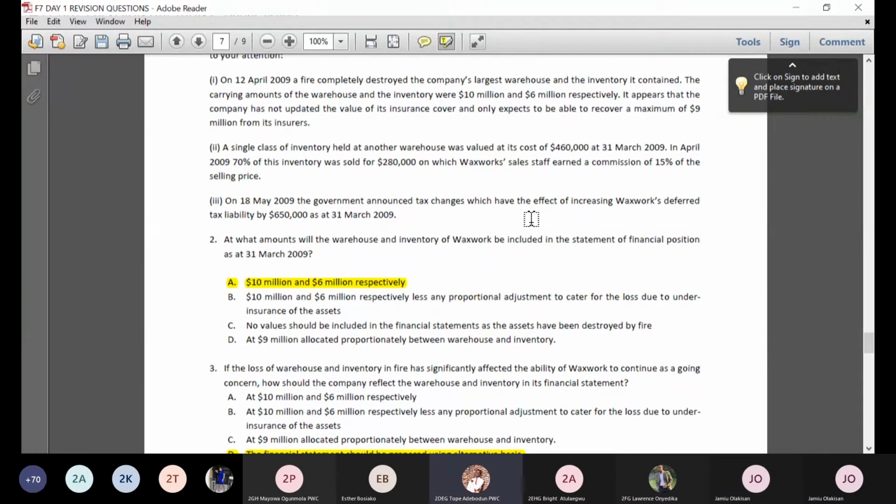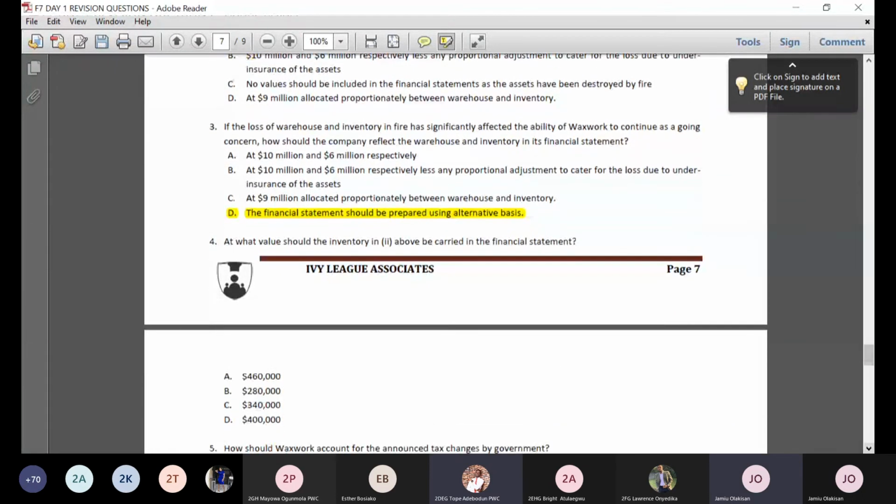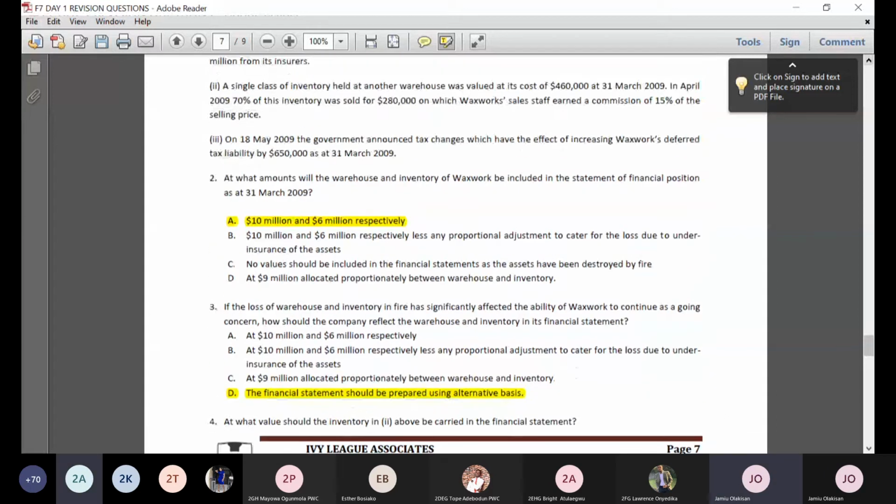Should be carried at realizable value, lower than cost. 400,000. Calculate it. 400. Wait, we have how many options there? We have 460, which is option A. We have 280, which is option B. We have 340, which is option C. And we have 400, which is option D. You said 400. Do we all agree? C. Do we all agree? I think it's C. I don't know what it is.